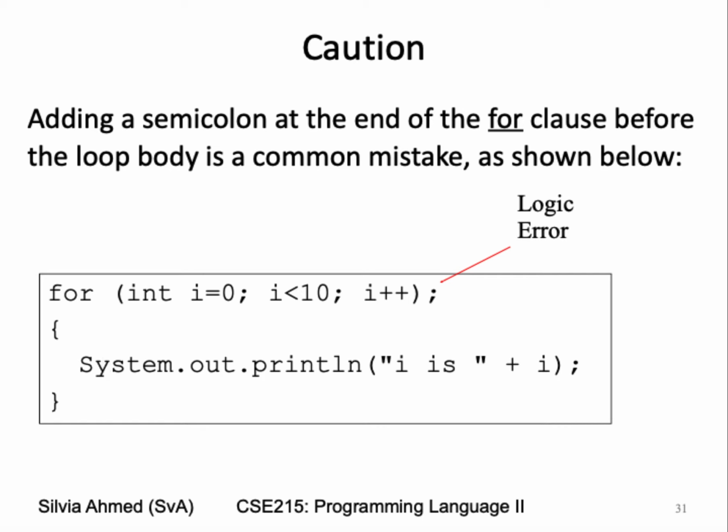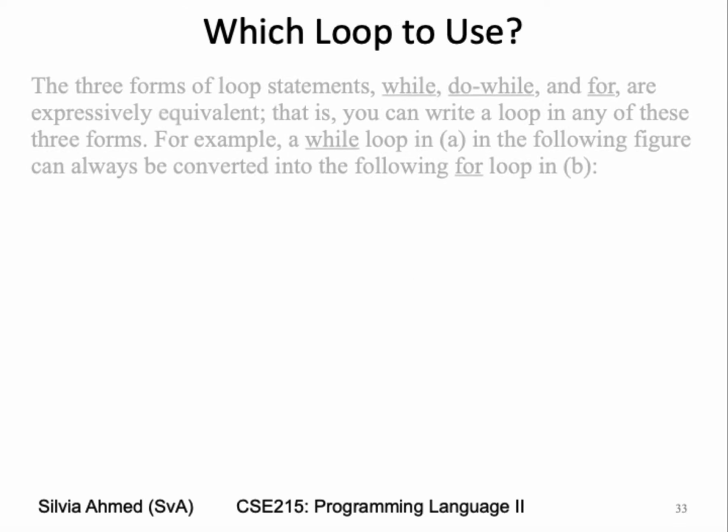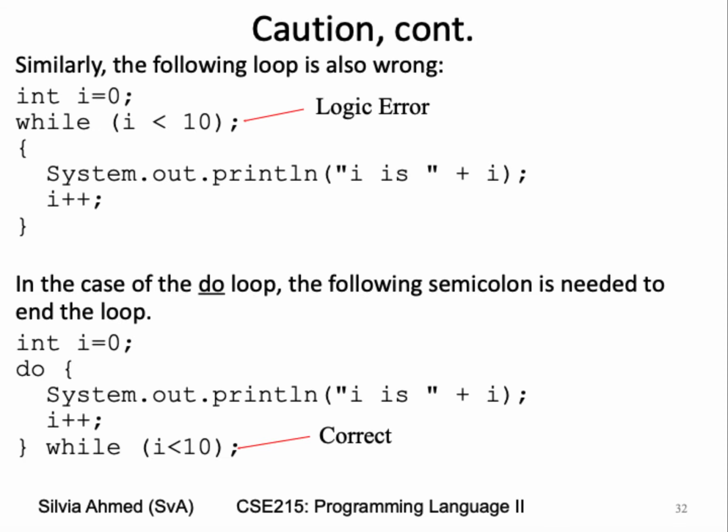Similarly, the same error happens for the while loop as well. So let's look at the code of the while loop here. If we have int i equals 0 and then while i less than 10, then we have this logic error. Just pause this video and try to think about what will be the output of this program.